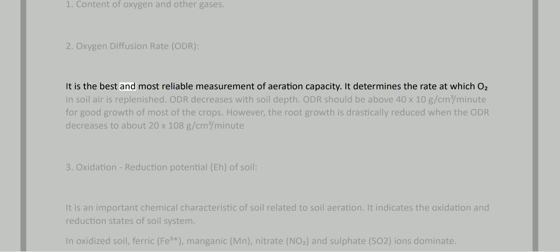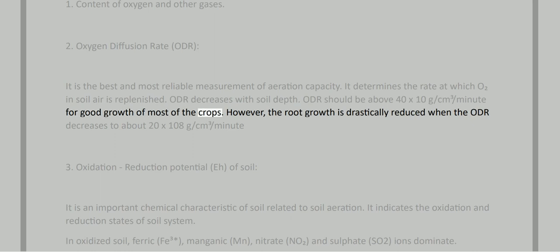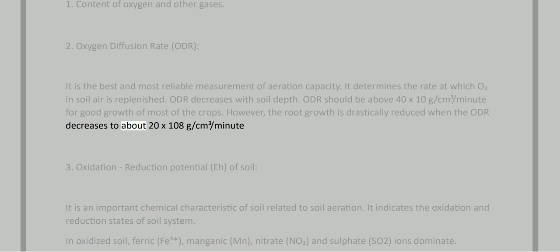It is the best and most reliable measurement of aeration capacity. It determines the rate at which O2 in soil air is replenished. ODR decreases with soil depth. ODR should be above 40 x 10^-8 g cm^-2 min^-1 for good growth of most of the crops. However, the root growth is drastically reduced when the ODR decreases to about 20 x 10^-8 g cm^-2 min^-1.